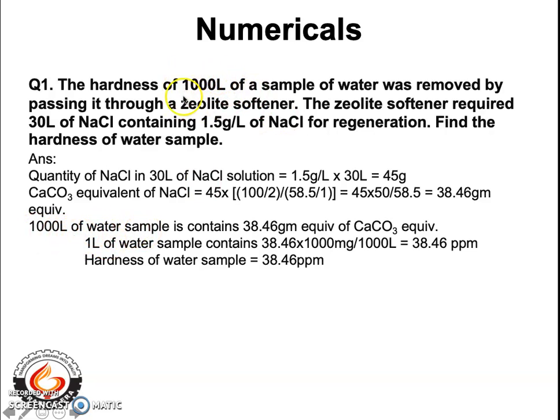So 1000 liters of the hard water sample contains 38.46 gram equivalents of calcium carbonate equivalent. One liter of the hard water sample will contain 38.46 into 1000 milligram equivalents divided by 1000 liters, after converting gram equivalents to milligram equivalents. That comes out to be 38.46 ppm. So the hardness of the water sample is 38.46 ppm. This is the answer to this numerical.